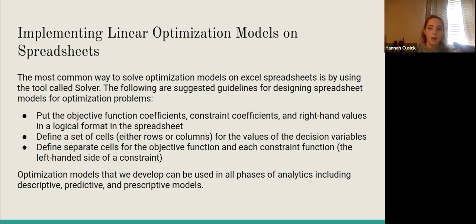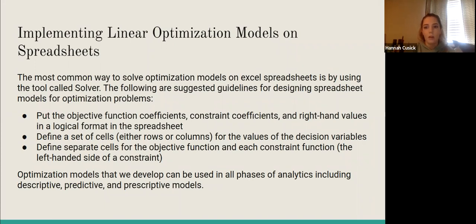Here are some of the suggested guidelines for designing spreadsheet models for optimization problems. The first guideline is to put the objective function coefficients, constraint coefficients, and right-hand values in a logical format on the spreadsheet. At this point, you must assign the decision variables to columns and the constraints to rows, much like the mathematical formulation of the model. And you might input the model parameters into a matrix.